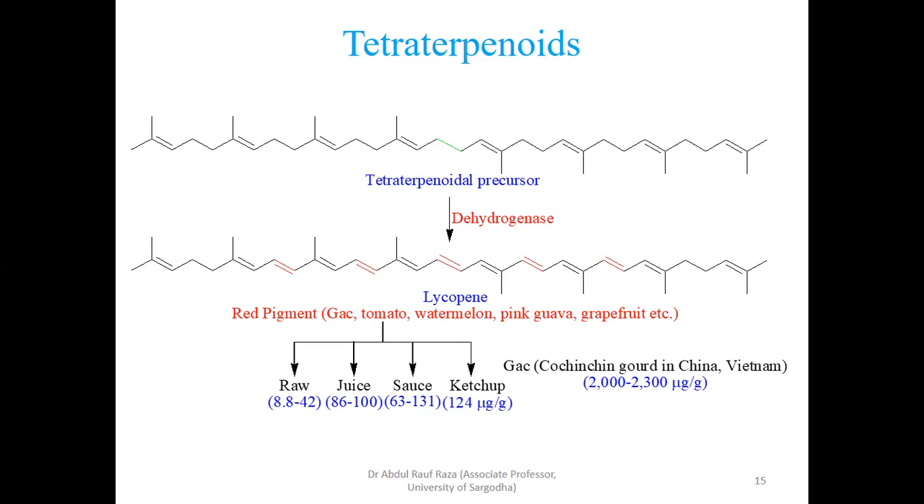Anyhow, this lycopene is colored. It is red in color, in fact. It is a tetraterpenoidal compound. There are 8 double bonds present, but they are not conjugated, whereas 11 double bonds are in conjugation, making a chromophore. You have seen this in UV-visible spectroscopy in the previous semester.